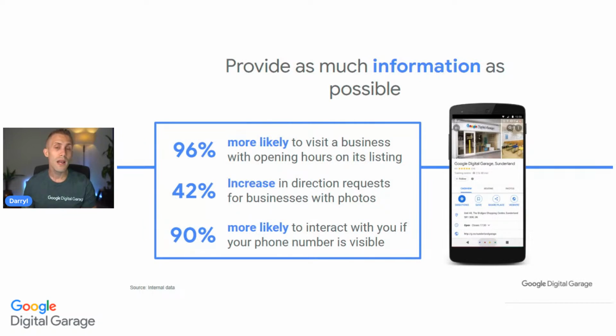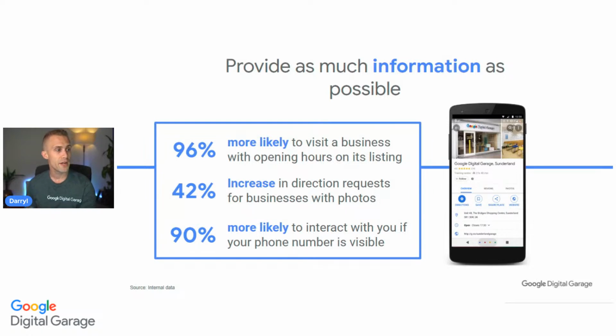96% are more likely to visit the business when the opening hours are on its listing. Let's come back to my example of me searching for a coffee shop near me. If I don't see the opening times, I don't want to risk driving or walking to that place and then it's being closed. So if you have opening times, make sure they are listed.